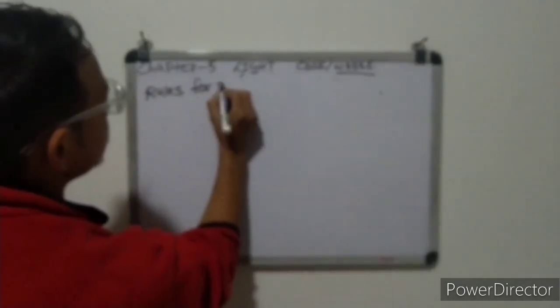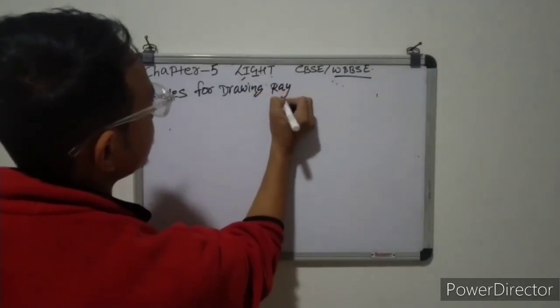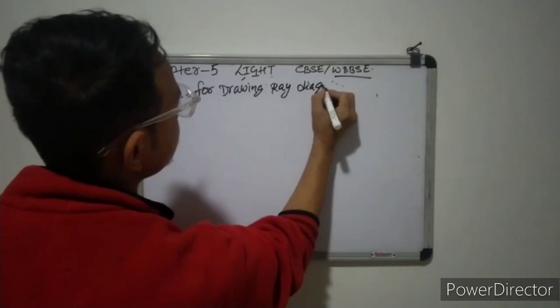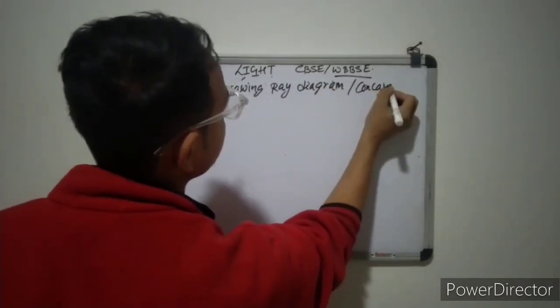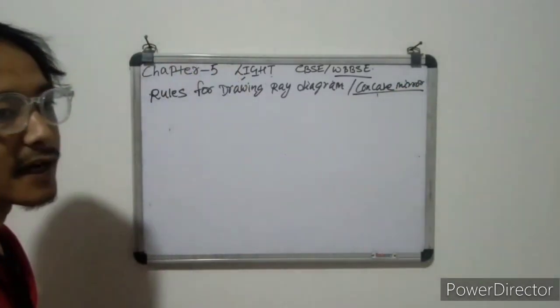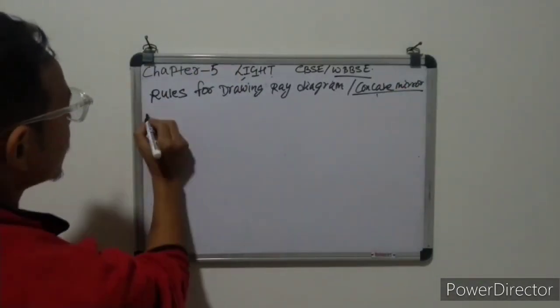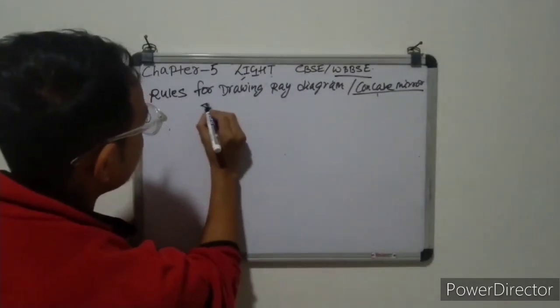Rules for drawing ray diagrams. Here is a concave mirror; we will do it in the concave mirror. What are the main basic rules while doing the ray diagram in the mirror? So rule number one is that first of all I will draw one mirror.